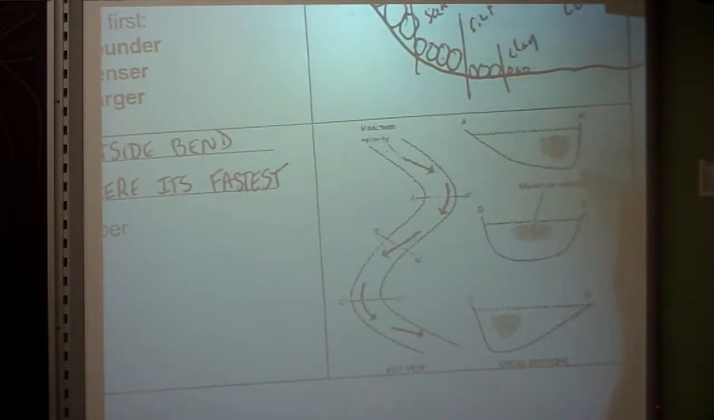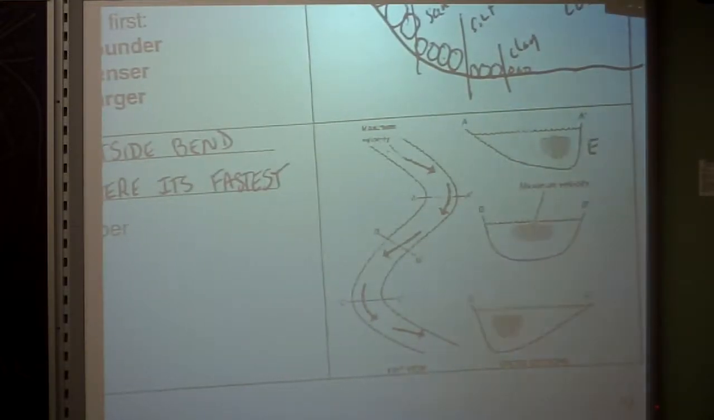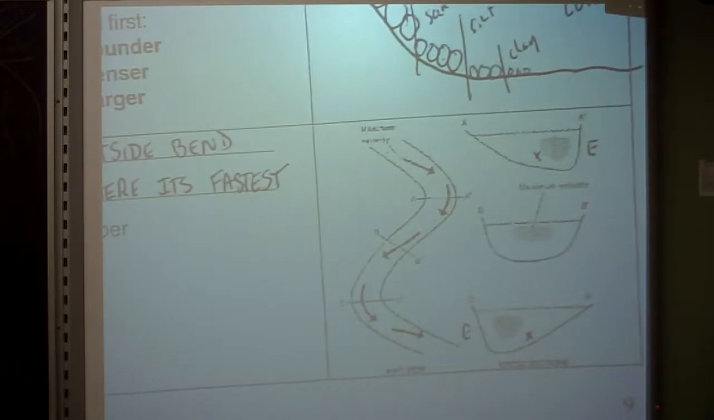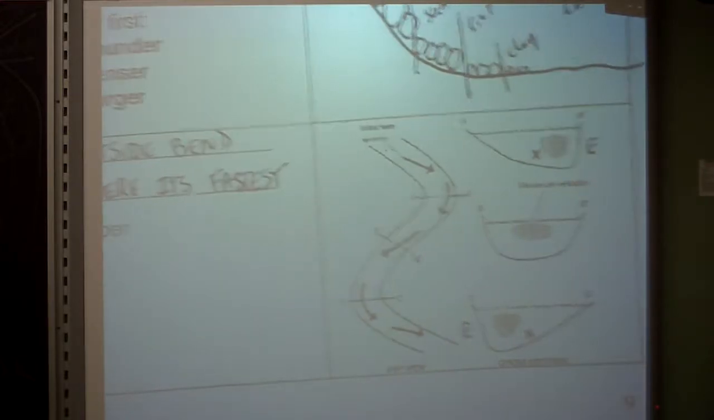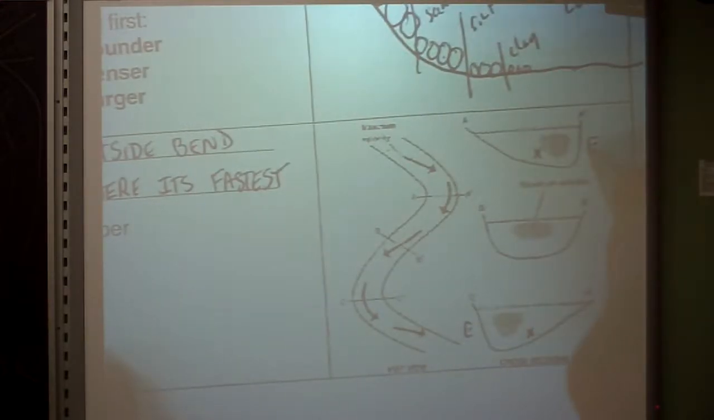So over here, I'm just going to put an E for the erosion side. And then we should also point out that there's going to be a spot where the amount of erosion is equal to the amount of deposition. And that's our equilibrium point right there. That means for every grain that's eroded, a grain is deposited, and there's really no difference. So on this side, while we have erosion, on the inside, we have deposition happening.